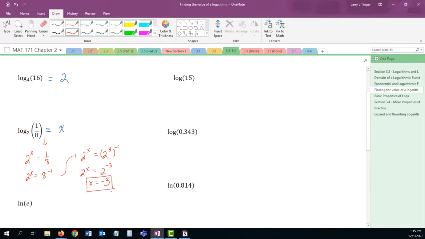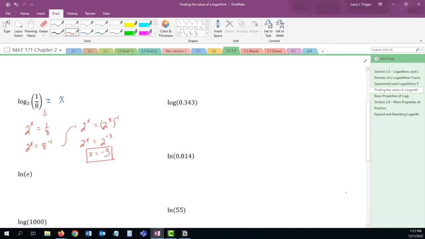If you saw that from the beginning, that's completely doable in your head. Great, keep up the good work. If not, write it out. There's nothing wrong with it. Natural log of e. Remember, natural log means log base e of e. And whenever the base and the argument match, the answer is always 1.